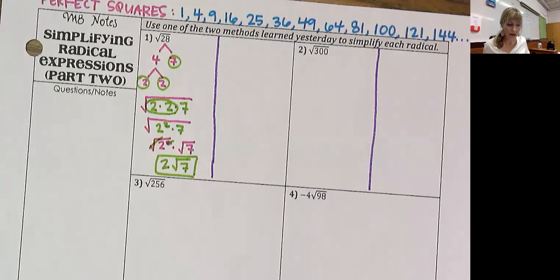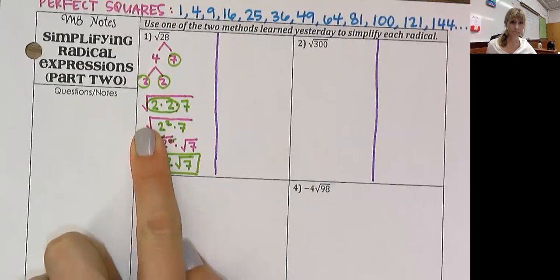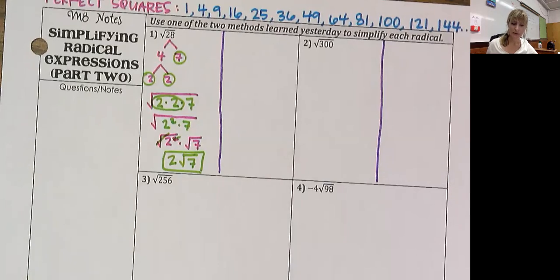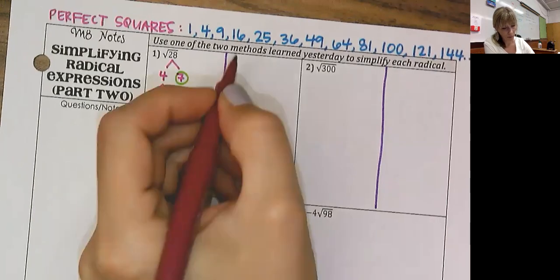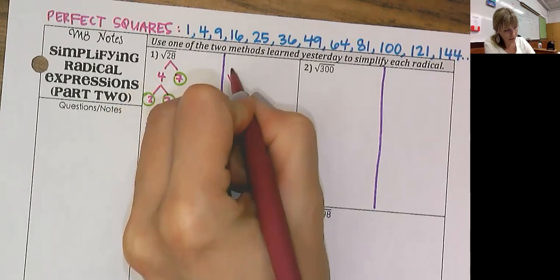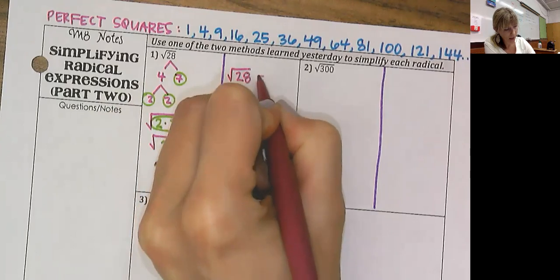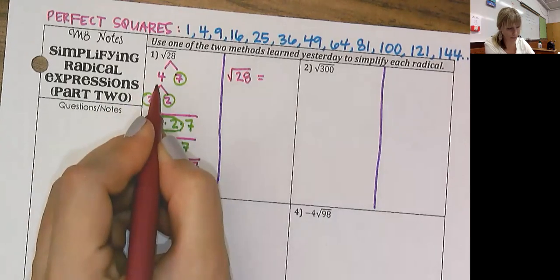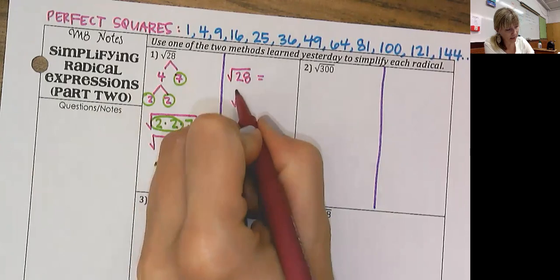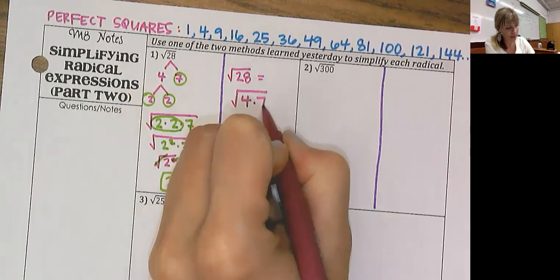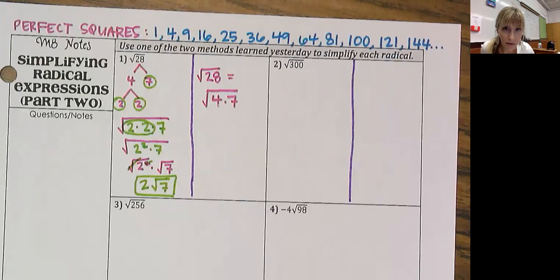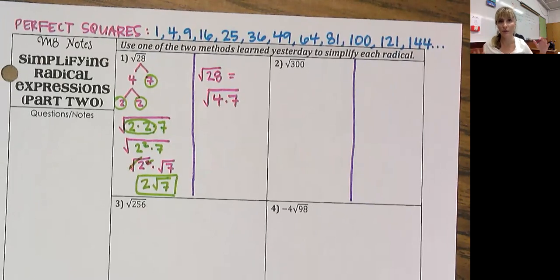Okay, now the other method. So this is the factor tree method. The other method is largest perfect square factor. Okay, so I'm going to come over here and I'm going to write that square root of 28, and I'm going to go right to these factors I used right here. Square root of 28 is square root of 4 times 7. Notice the radical symbol is still there because I haven't done that verb yet. I haven't square rooted anything. All I did was factor. The only thing I've done so far is factor.